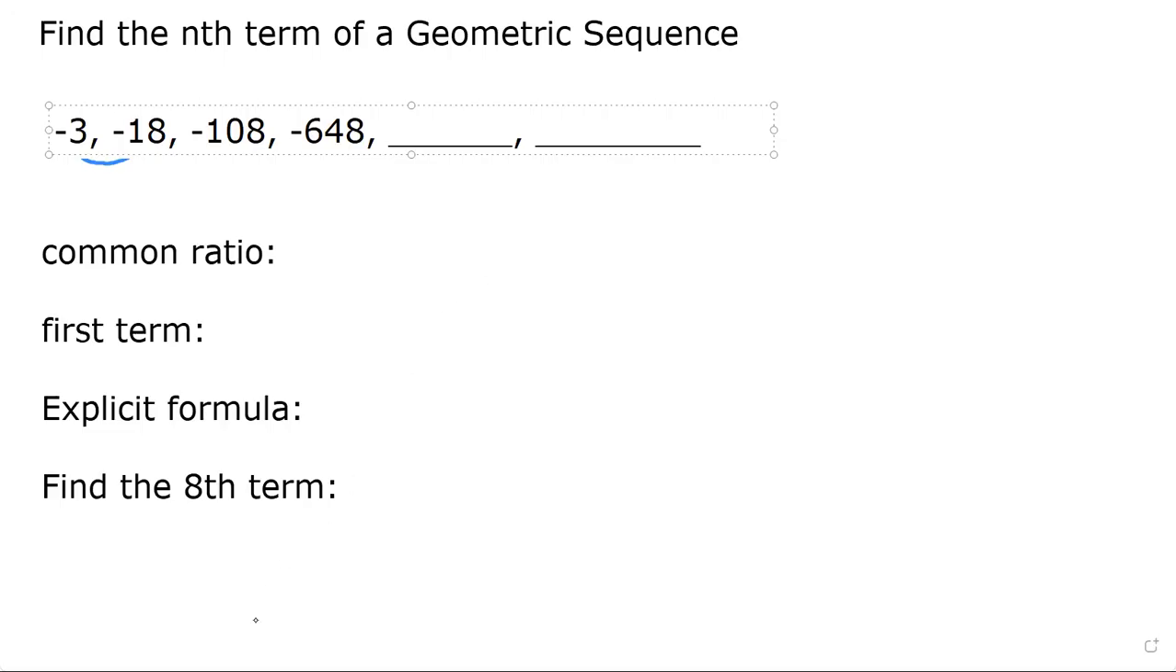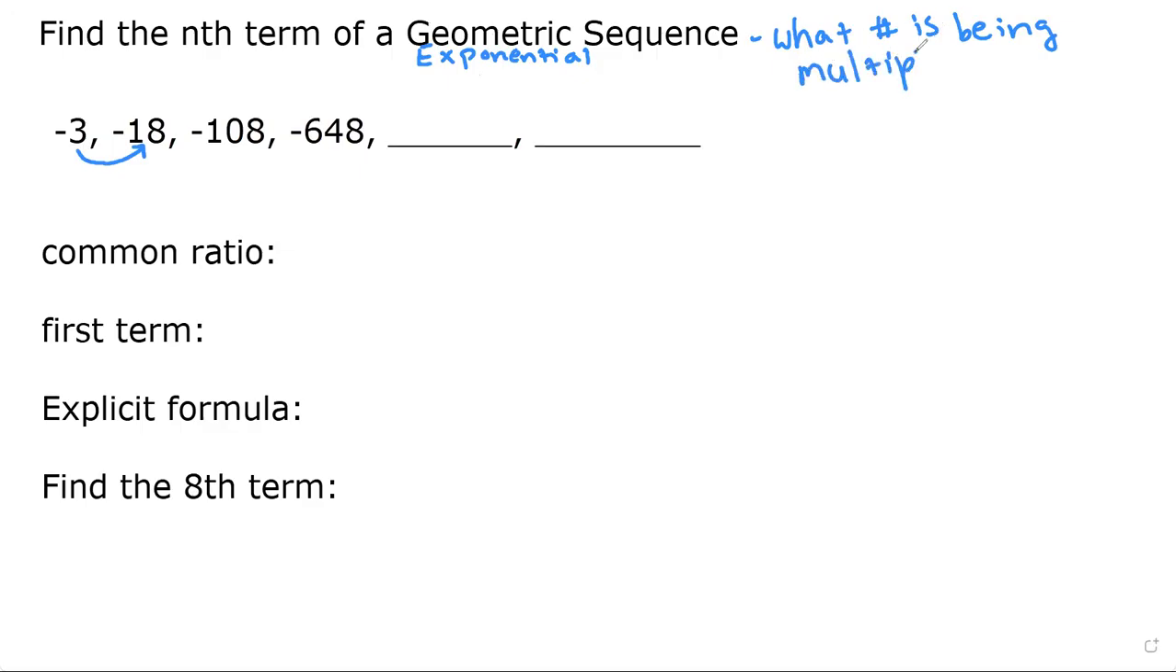All right, in this video, we are going to find the nth term of a geometric sequence. Geometric sequences are a little different from another lesson called arithmetic sequences. Geometric means that it's going to be exponential. It's going to be multiplied. What number is being multiplied? That's your thing. Instead of being added or subtracted, it's multiplied.